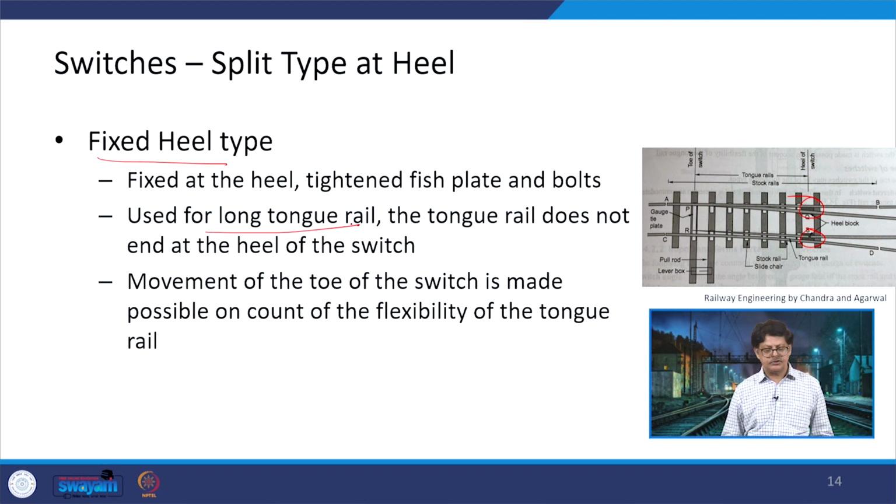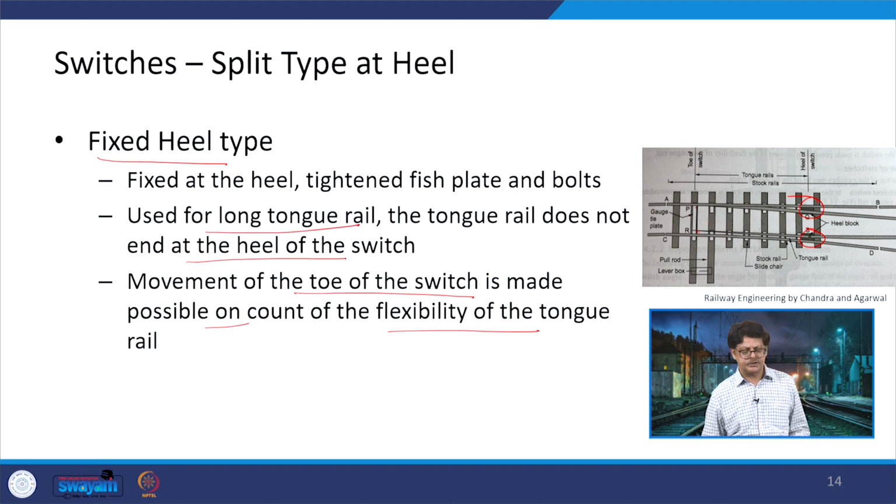The tongue rail does not end at the heel of the switch. The movement of the toe of the switch is made possible on account of the flexibility of the tongue rail. This flexibility comes in the form of the connection of the tongue rails with the help of the stretcher bars, and that is how it moves at the toe. So, this is the toe location and this one is the heel location.